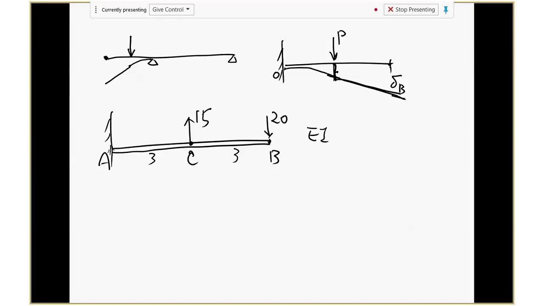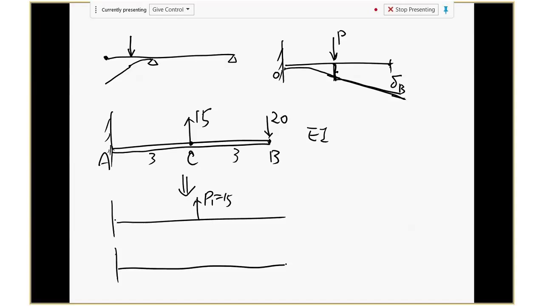Now let's do it this way. We change this problem into two problems. One is a beam with a load of 15 at the middle, so let's call this P1, with P1 equal to 15. Another is a load P2 equal to 20 at the end. Because we want to use superposition, we break it down into two problems.